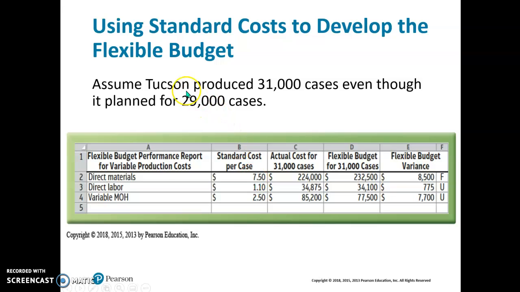So here's a flexible budget. If this is my standard cost per case, there's my actual cases. My flexible budget for 31,000 cases would be 31,000 times $7.50, times $1.10, times $2.50, and here are my variances. You can see that the flexible budget uses the actual quantity of 31,000 cases, even though they planned 29,000.